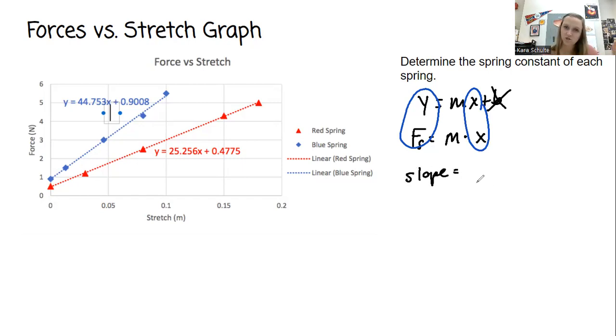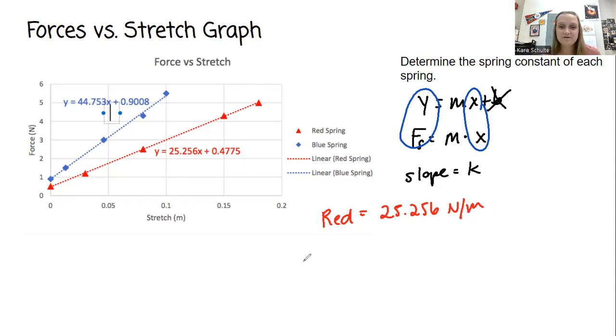And if we think back to that Hooke's law equation we just had, our slope is going to be equal to our spring constant. So for our red spring, since we don't have to do any math for this, our spring constant would be 25.256 newtons per meter. We get that because our y-axis is newtons and our x-axis is meters, so newtons per meter.